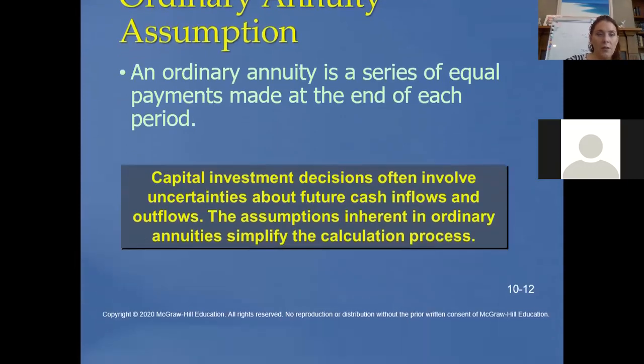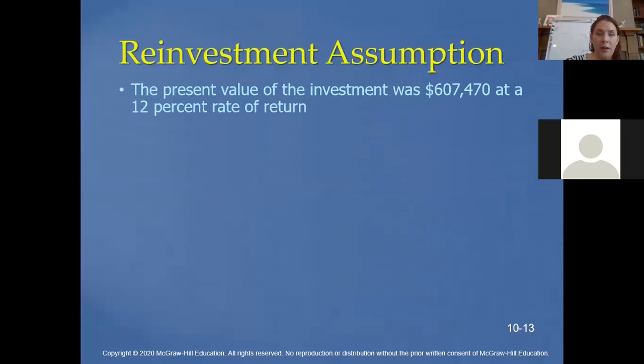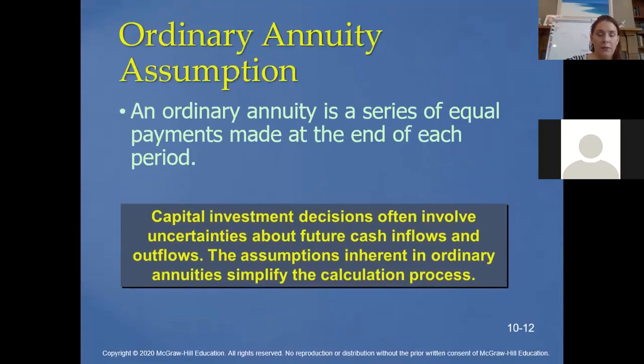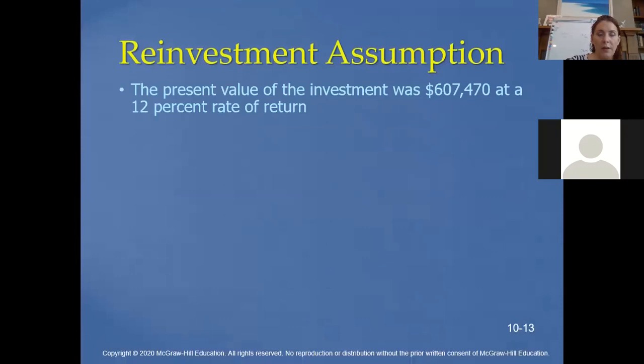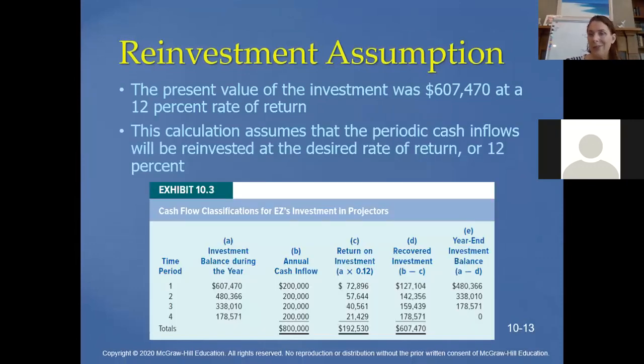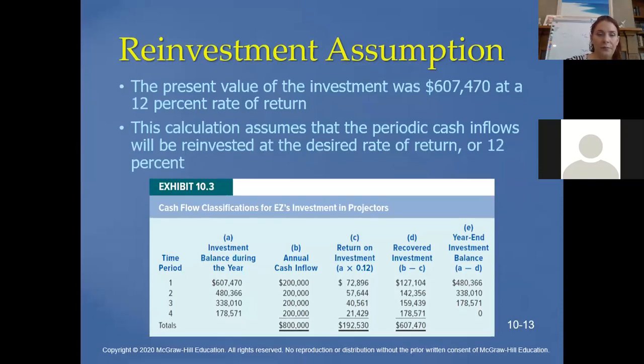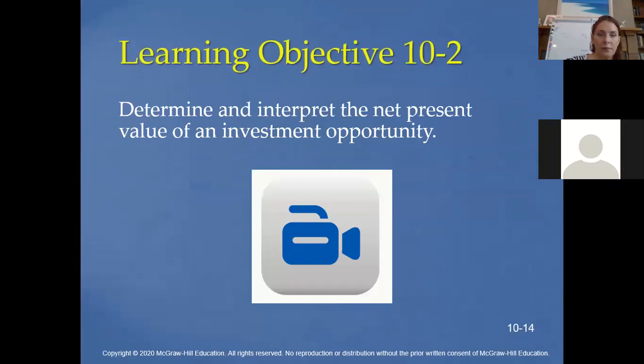Okay, so let me go back for a second and just understand the difference. The annuity assumption, what we're talking about here, is that whatever interest or dividends you make gets reinvested. So that's a little bit of a different calculation.